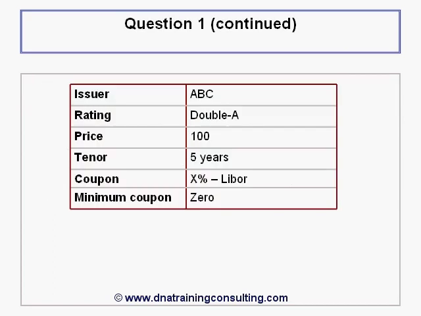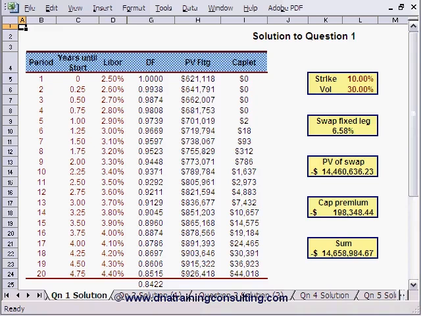Note the X in the coupon formula, X% minus LIBOR. And here are your 4 permissible answers. This worksheet question 1 solution contains a single grid in the top left which prices caplets with different maturities based on the 2.5% LIBOR spot and the 10 basis point increase in each forward rate after that.